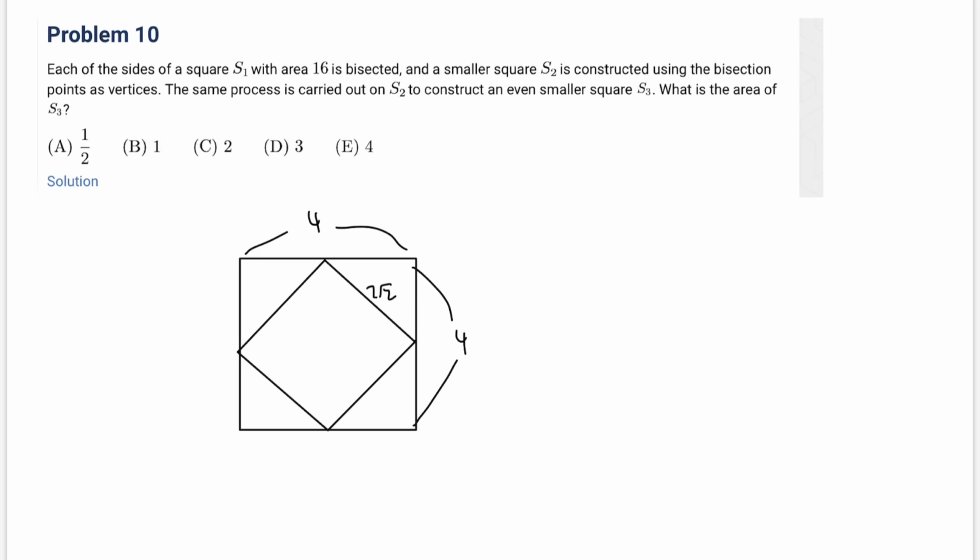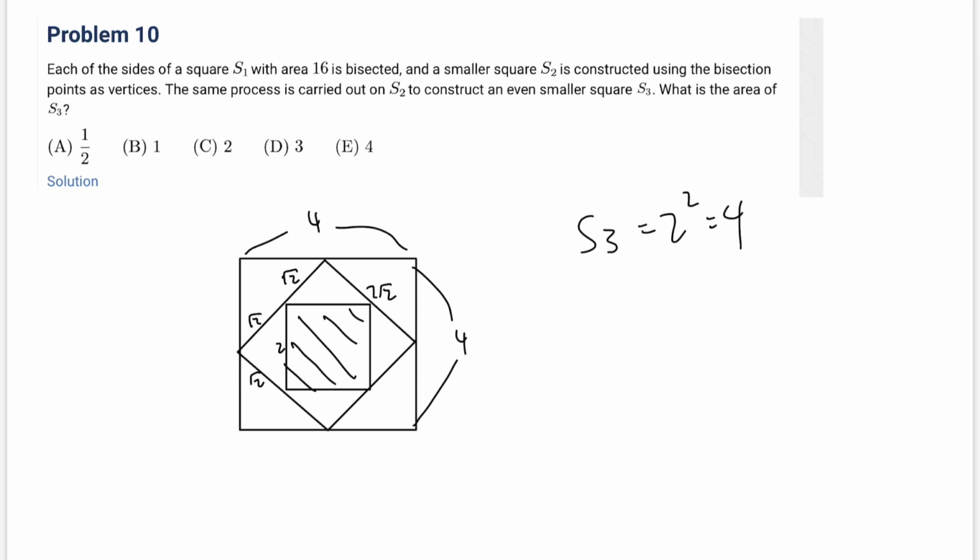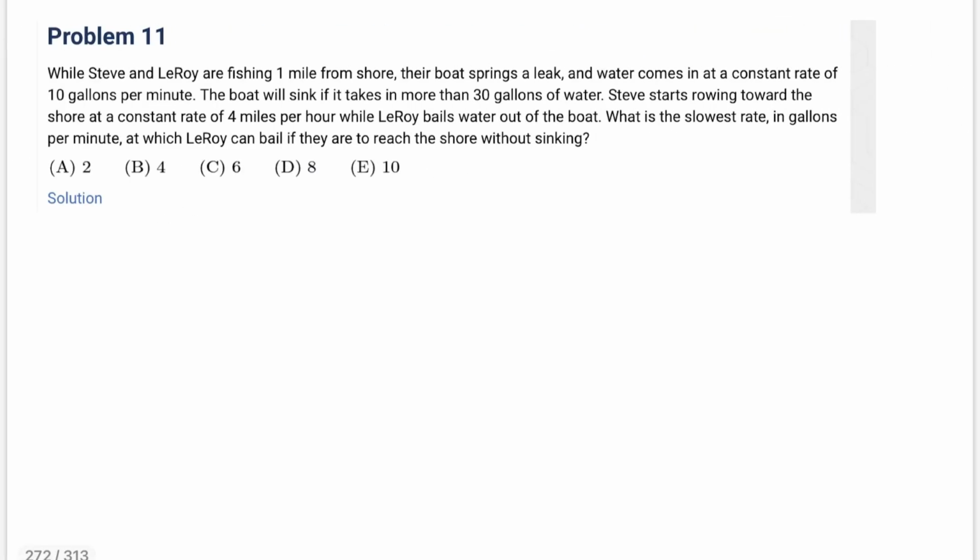The same process is carried out on S2. So they're doing it like this again. So since this is root 2, this is root 2, this is root 2, this would be 2. So this area of S3, this is S3, right? S3 equals 2 squared equals 4. The answer is E.